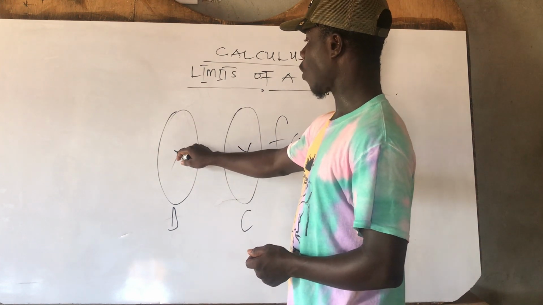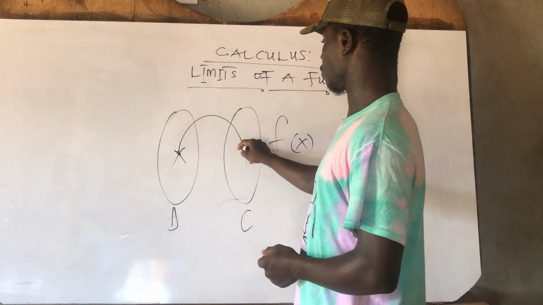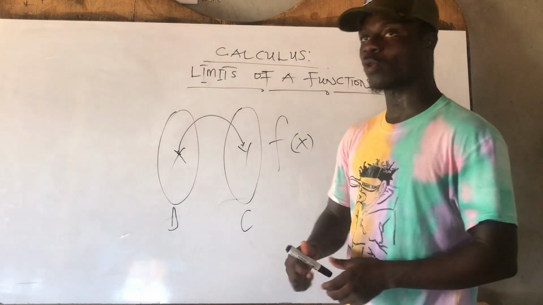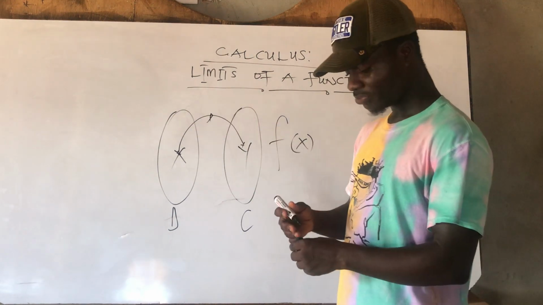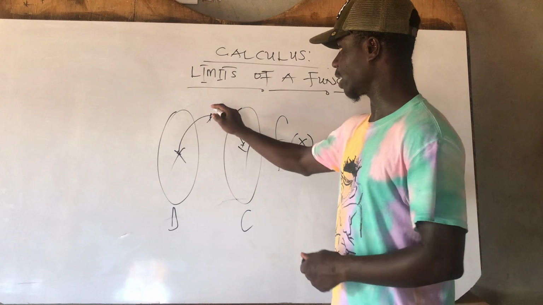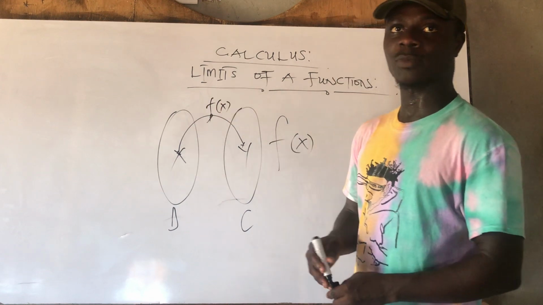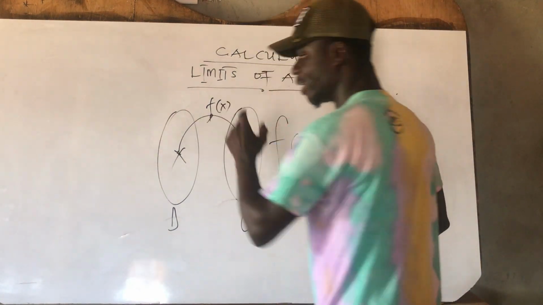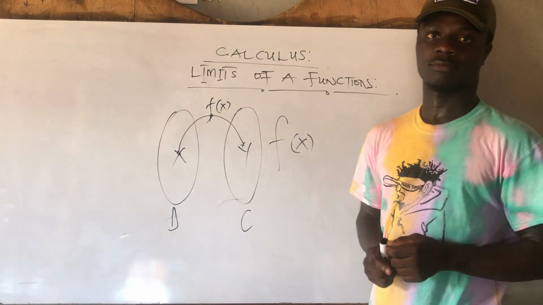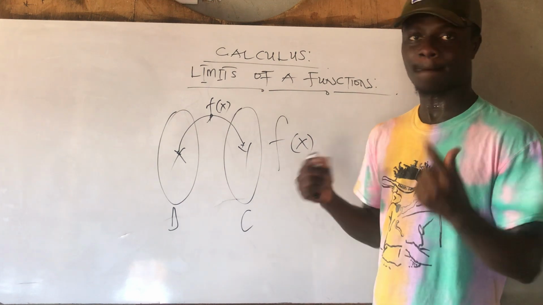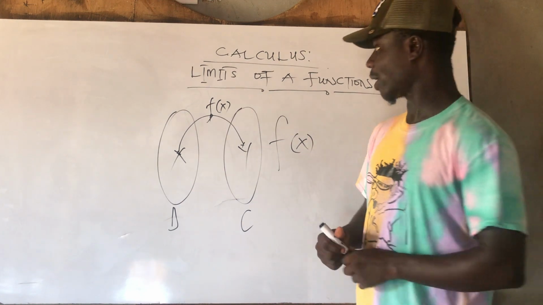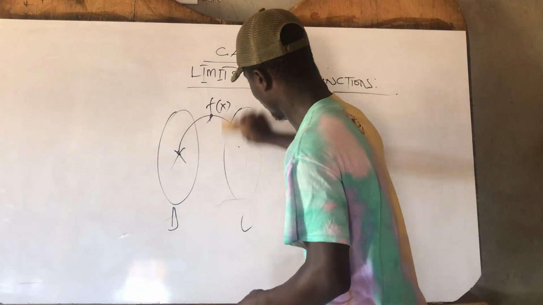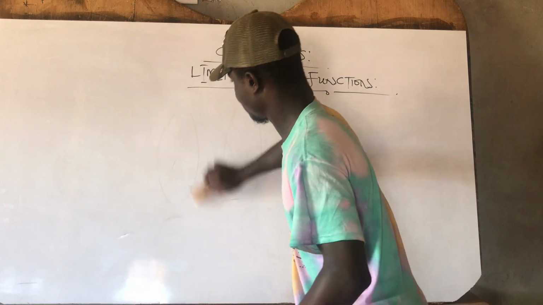So if this object x maps onto one and only one variable in the codomain, then we term this as a function. That means it takes only one element from the domain to the codomain. Alright, so now let's not go there. Let's talk of limits.